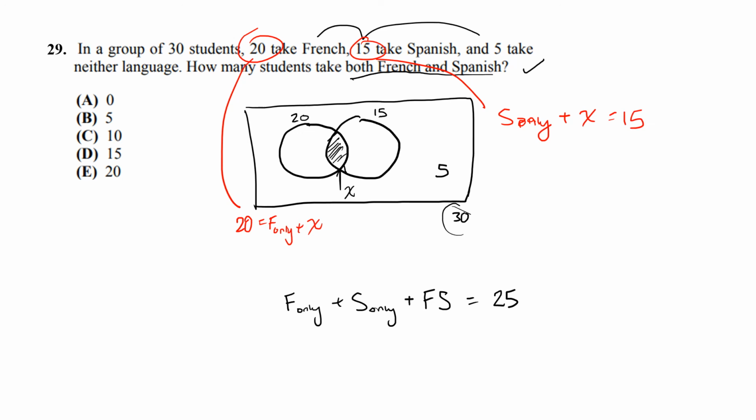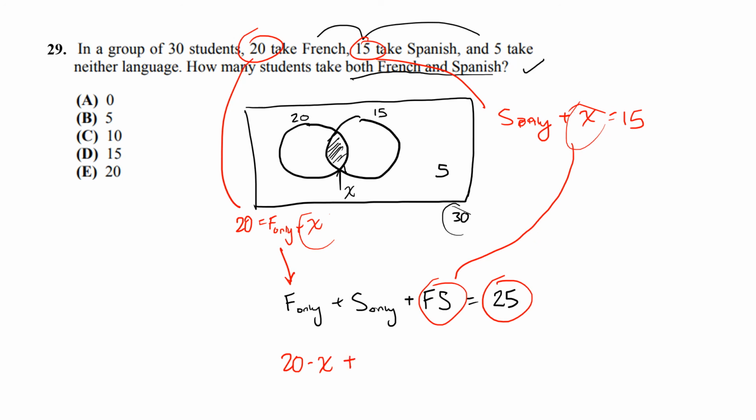So now we can try to quickly solve for what that overlap is, because we know it has to equal 25. That overlap X is F and S, French and Spanish together. So let's plug in. F only is 20 minus x, plus S only, which is 15 minus x, plus x should equal 25.